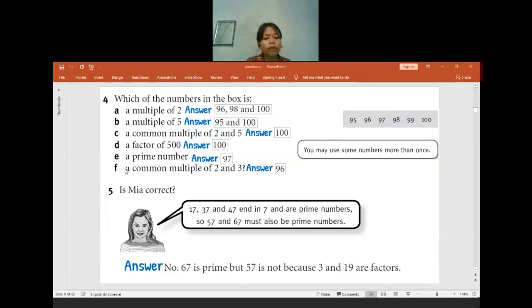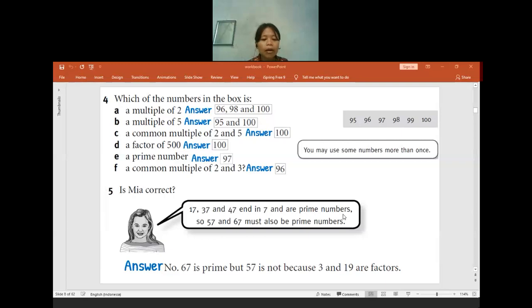In question 5, Mia said that 17, 37, 47, and 7 are prime numbers, and she said that 57 and 67 must be prime numbers also. Is she correct? The answer is not correct. Why? Because 57 is divisible by 3. Or you can say that 57 has more than 2 factors, which is also okay. So the answer is wrong. Only 67 is a prime number.